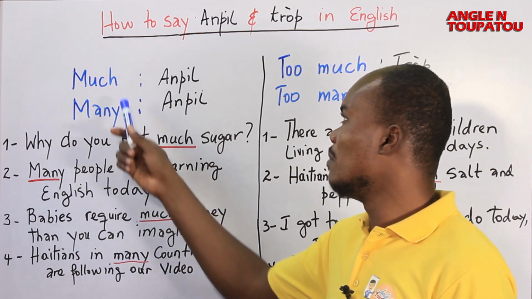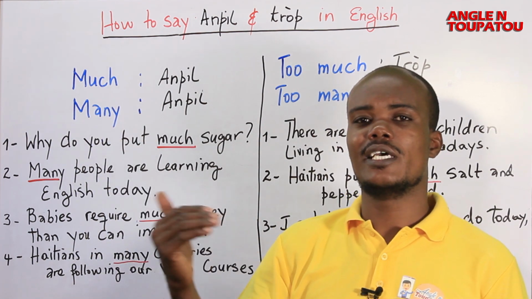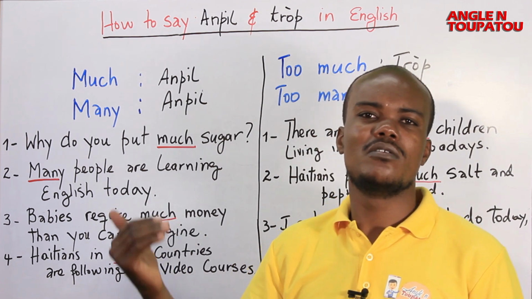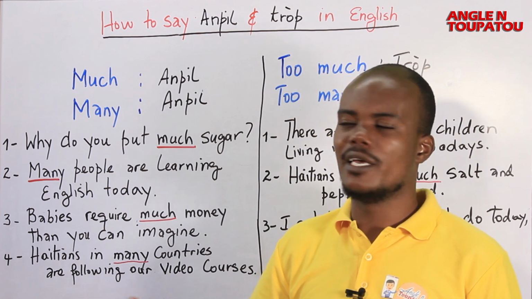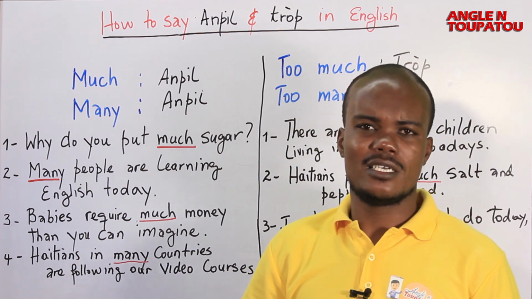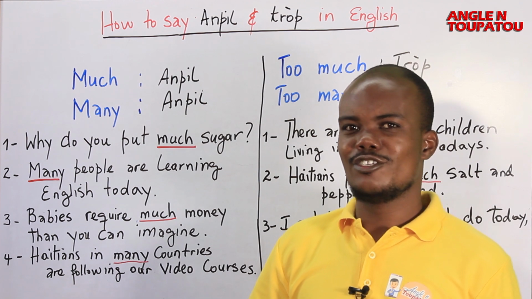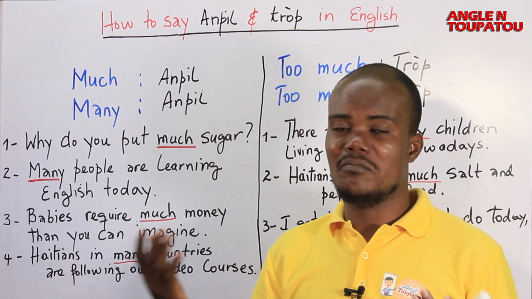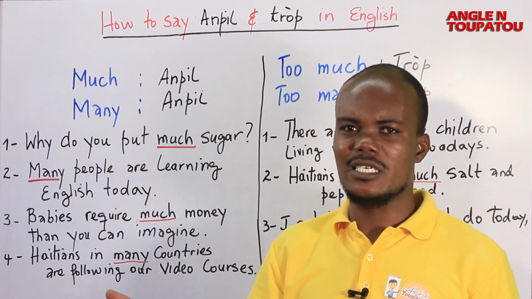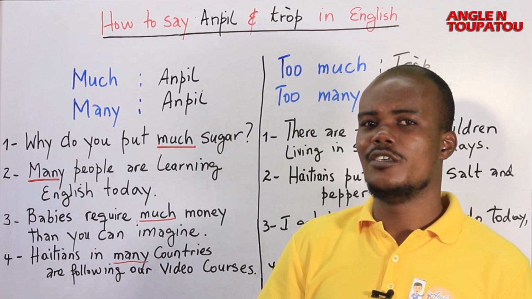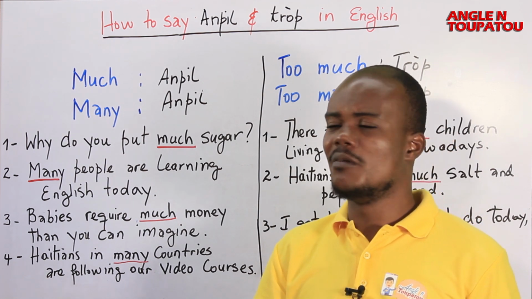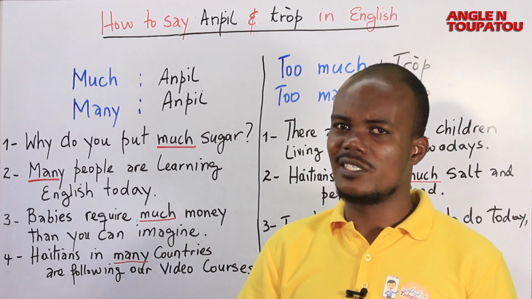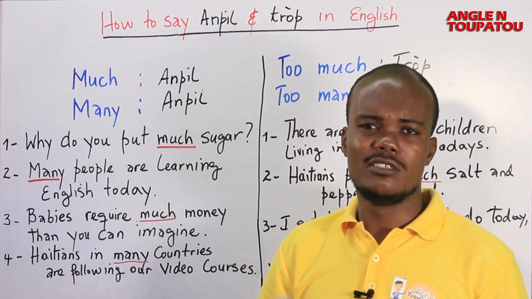Good. What about much? Much, you use much for things that you cannot count. Uncountable things. Okay. You cannot say one money, two monies. You say money. You can't count money. You can count dollar. You can say $1, $2. But you cannot say one money, two monies. No. Do not say that.